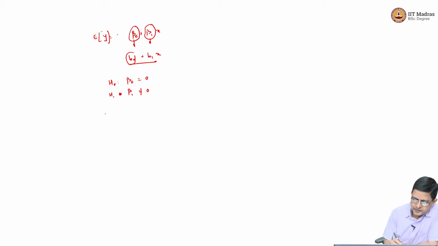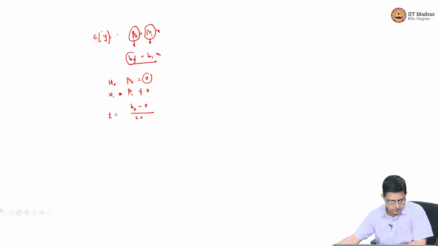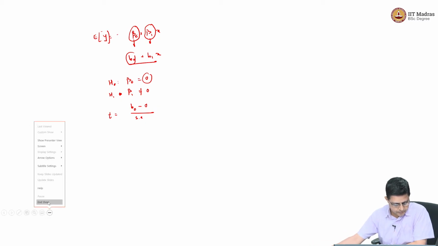Now, what is going to be the test statistic? It is going to be a t test. Test statistic is going to be the sample value. What is the sample value? Sample value is b naught minus the hypothesized value, hypothesized value is 0, divided by the standard error of estimating beta naught. So, let us stop this slide and go to Excel.